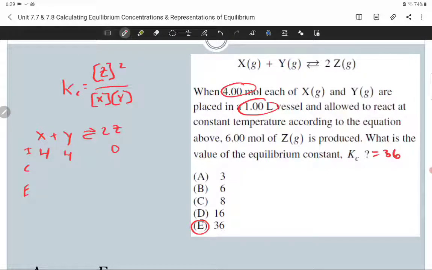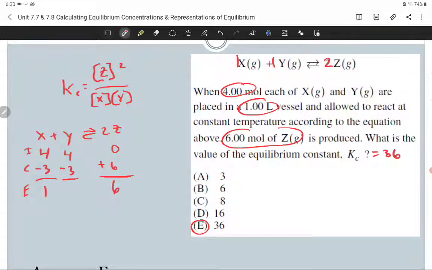And what else do we know? That when it's all said and done, we make 6 of the Z's. So if you start off with 0 Z's, you'd have to add 6 of them. If you know this is a 6, then, because it's a 1 to 1 to 2 ratio, you know that this 6 has to be half of these numbers for the other changes.